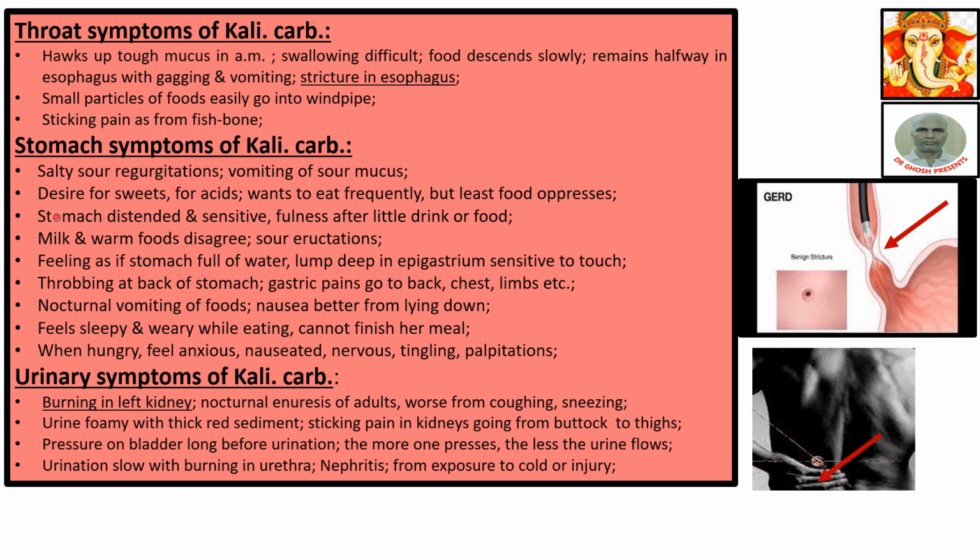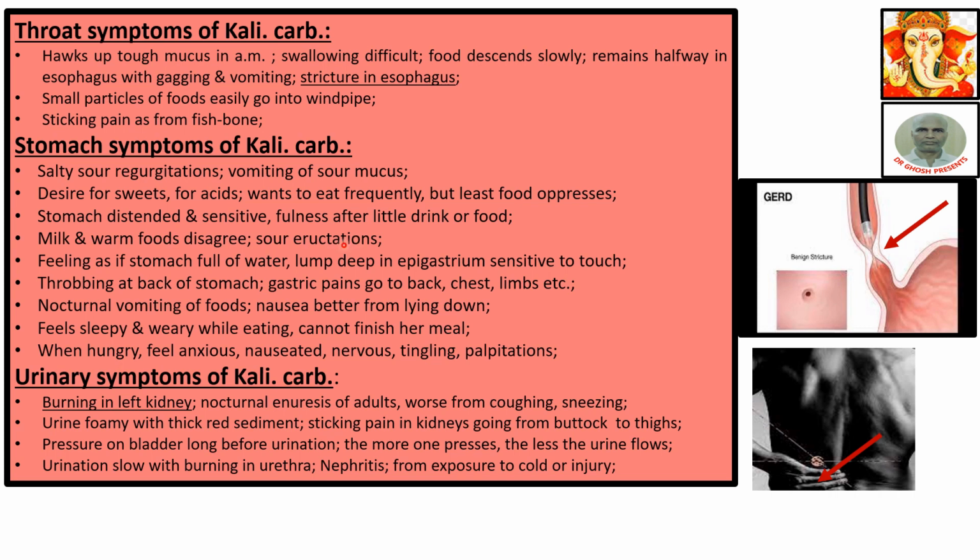Stomach symptoms of Kali Carb: salty, sour regurgitation. Regurgitation means actually vomiting, vomiting of sour mucus. Desire for sweets or acids. Want to eat frequently but least food oppresses. Stomach distended, sensitive. Fullness after little drink or food. Milk and warm food disagree.